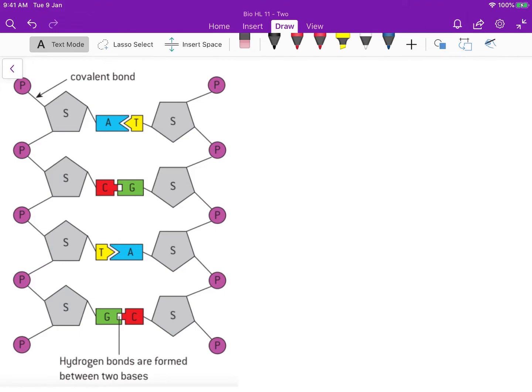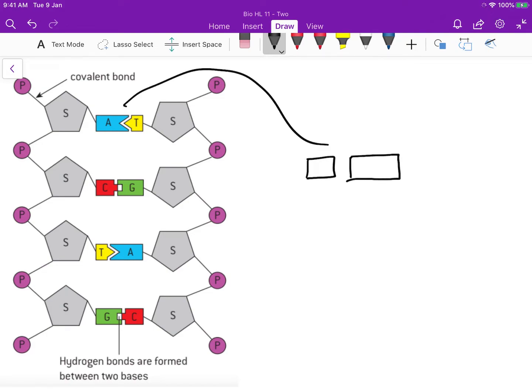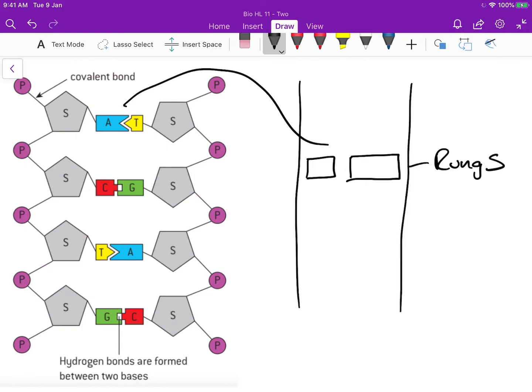And here's a nice diagram showing the same thing. So we can see that we've got adenine and thymine always going together, and cytosine and guanine. So why is that? Well, if we're thinking that this is a ladder and these are the rungs of the ladder, it's to do with the sizes of those. So you can see that A and T are different sizes.